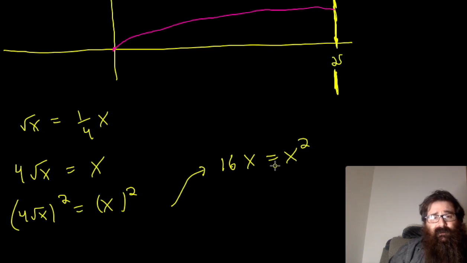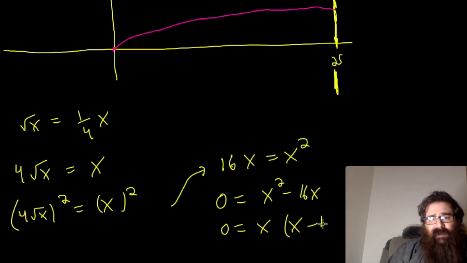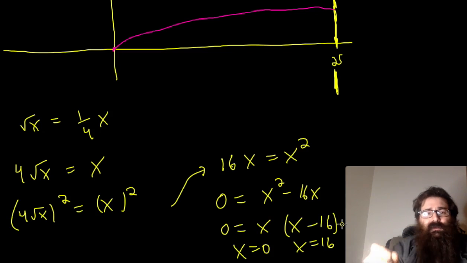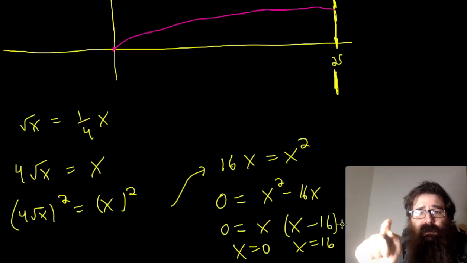You could probably look at this and figure out what the solutions are by inspection, but you know me, born to be mild. So let me subtract over and say 0 equals x squared minus 16x. I can factor an x out, and I have x minus 16 left over, which gives me two values: x equals 0, x equals 16. So these two functions, the square root function and the linear function, are going to intersect at 0 at the origin, but then also at x equals 16.